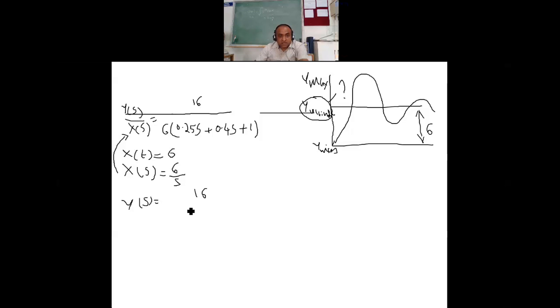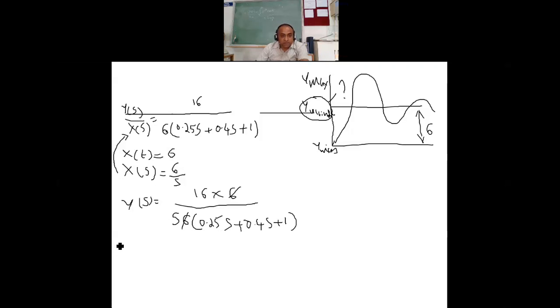So 16, fine. Then X of s, if I substitute, you get here 6 in the numerator, and in the denominator you get s. Then apart from that you have 6 here. So whatever is there in the denominator I'll write: that is 0.25 s squared plus 0.4 s plus 1. So this 6 and this 6 get cancelled, and you are left with in the numerator 16 divided by s into 0.25 s squared plus 0.4 s plus 1.